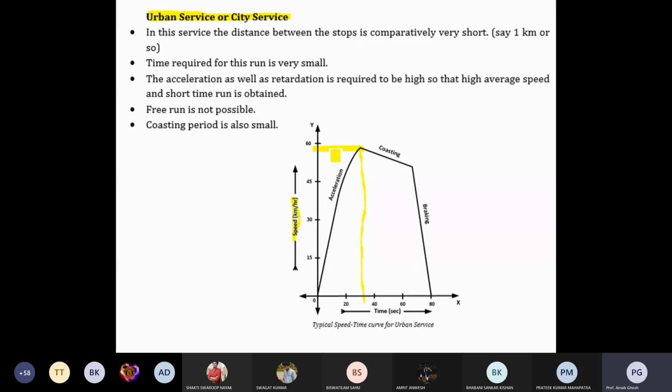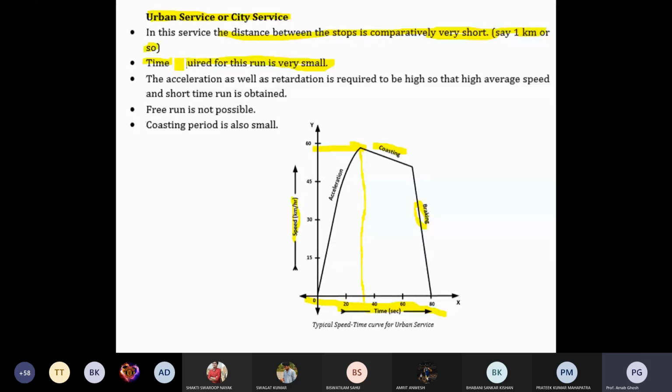So those two portions you need to think about. Time in seconds: 0, 20, 40, 60, 80. In this duration you can know that value. In this service, the distance between the stops is comparatively very short, say 1 kilometer or so. The time required for this run is very small, so the acceleration as well as the retardation is required to be high, so that high average speed and a short time run can be obtained.